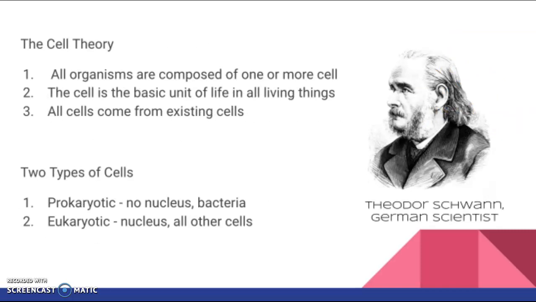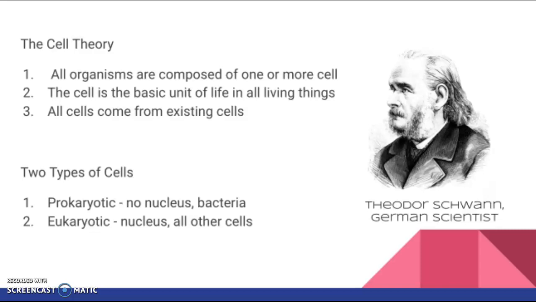The cell theory. The cell theory consists of 3 parts. All organisms are composed of 1 or more cells. These cells are the basic unit of all life, of all living things. And all cells have to come from a pre-existing cell. We don't just spontaneously generate. We just don't appear. We come from cells from our parents, cells from a previous generation.